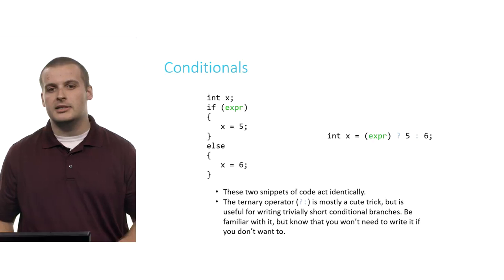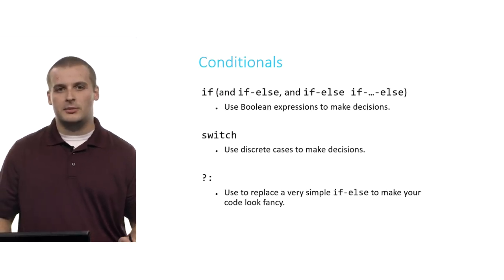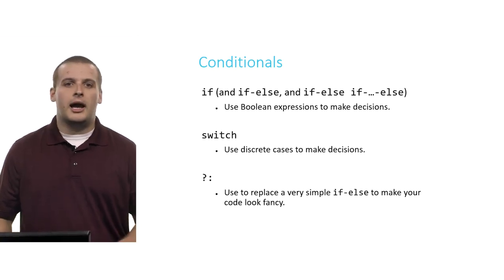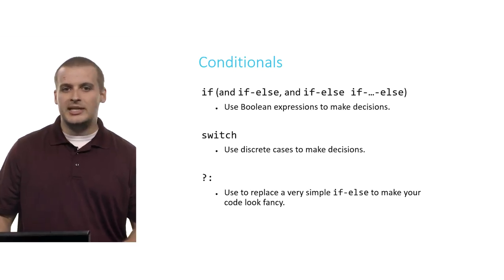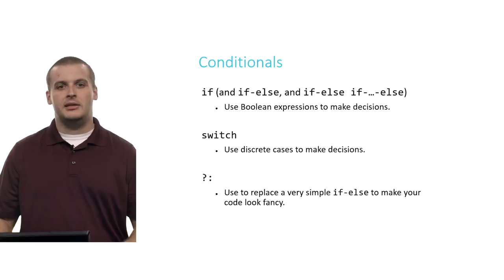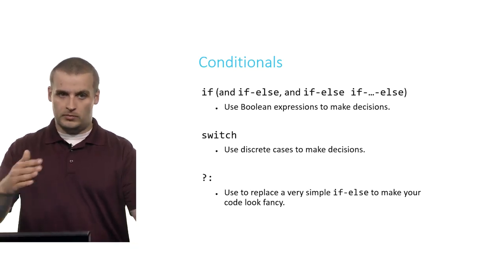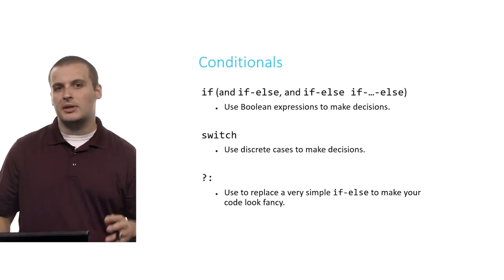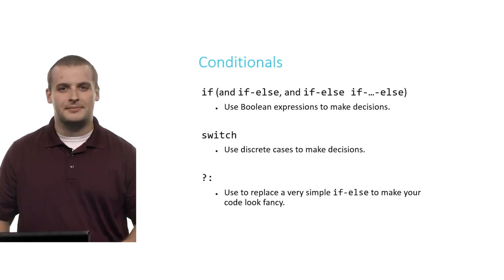So a quick summary on what conditionals are and what the options are available to you in C. You have if and if-else and if-else if, etc. You can use Boolean expressions for those to make decisions. With switch statements, you use discrete cases to make decisions. You explicitly say, if it's 1 or if it's 2 or if it's 3, I'll do this thing or this thing or this thing. And question mark colon can be used to replace very simple if-else branches or if-else chains to make your code look a little fancy.